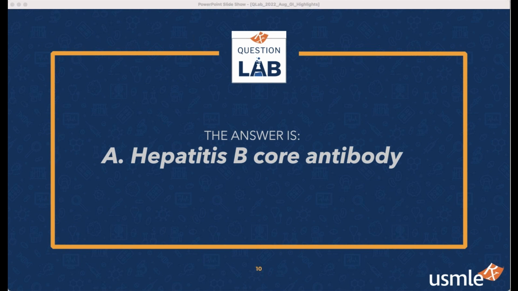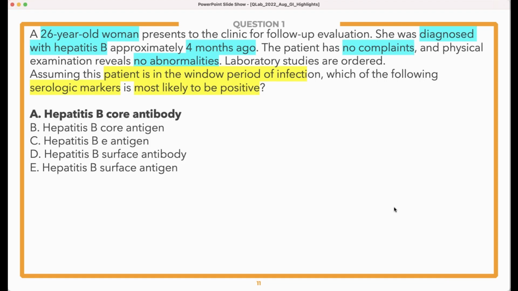Thank you, Jeff. So let's go ahead and talk about this. Like Jeff was saying, this is an important topic. If we assume that this patient, this 26-year-old woman, is in the window period of hepatitis B infection, what does that mean? That is basically the period between when your hep B surface antigen disappears and when your surface antibody appears. So let's take a look at the next slide, and I'll repeat that again.